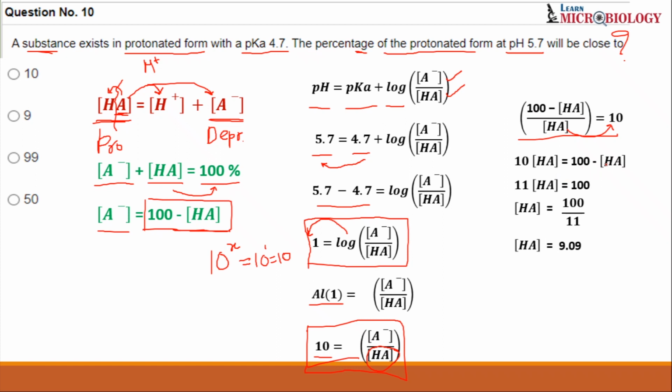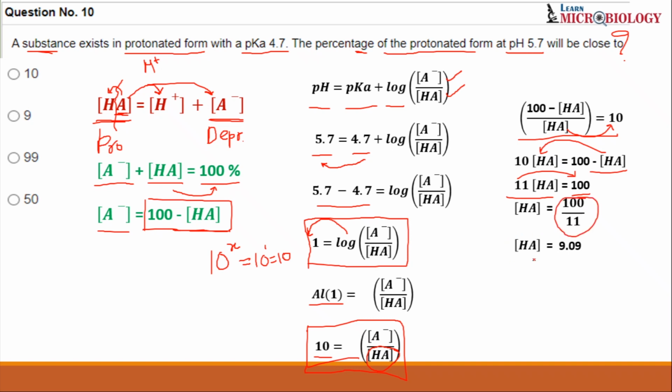And then what we have to do? We have to take this minus Ha to this side and it becomes addition. So 10 plus 1 Ha will be 11 Ha equals 100. Now to find Ha, we have to take this 11 to that side. Since here it is multiplication, when we take it over there it will become division.